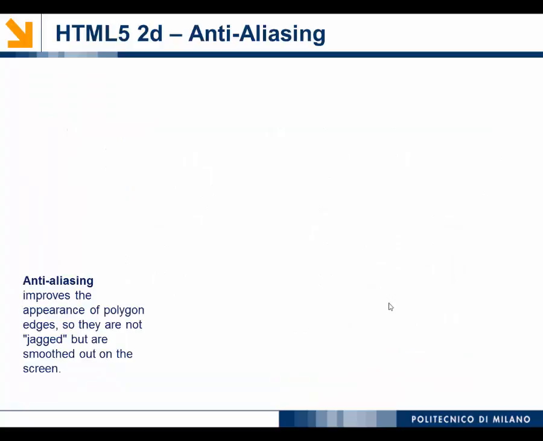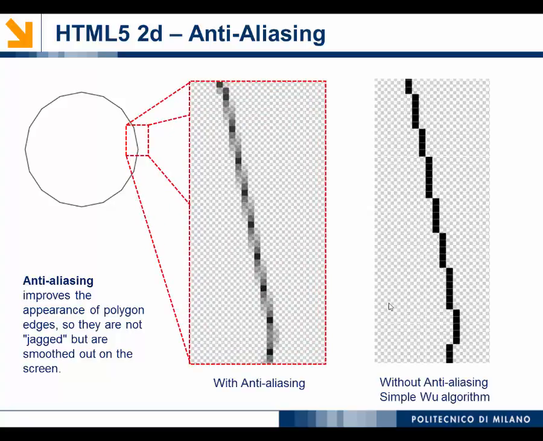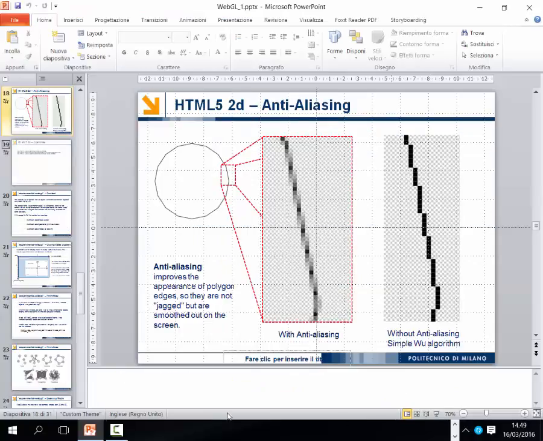Okay, about the anti-aliasing, I showed you. This is one of the figures we are going to see. This is the difference. If you use anti-aliasing, there are specific algorithms that change a little bit the color of the pixels in order to smooth the line. Otherwise, without anti-aliasing, the other one is the line you get.